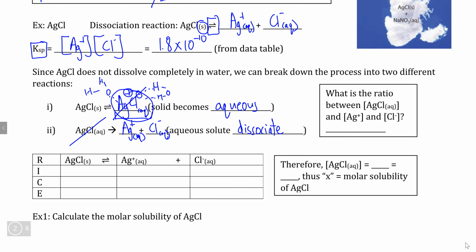If we consider the mole ratio between AgCl, the temporary intermediate form of our solute, and the separate ions, we see that the mole ratio is 1 to 1 to 1. What this means is that even if we don't have any AgCl aqueous, any aqueous form of the two ions together in solution, we know that its concentration will be equal to the concentration of Ag+ and of Cl-. And therefore, if we set this problem up as a RICE table, we can find out what the relationship here is.